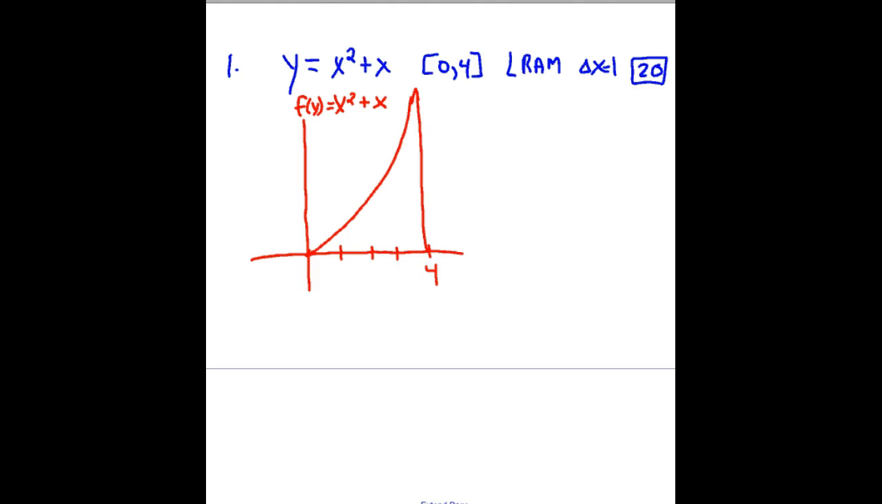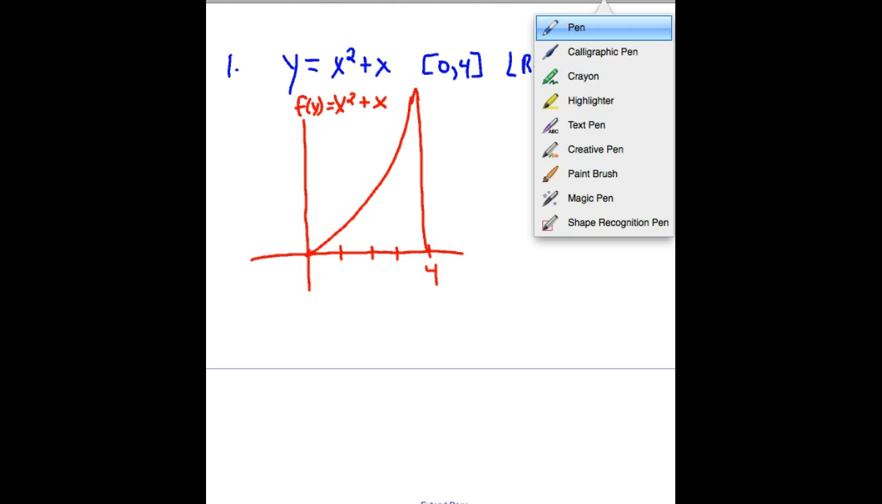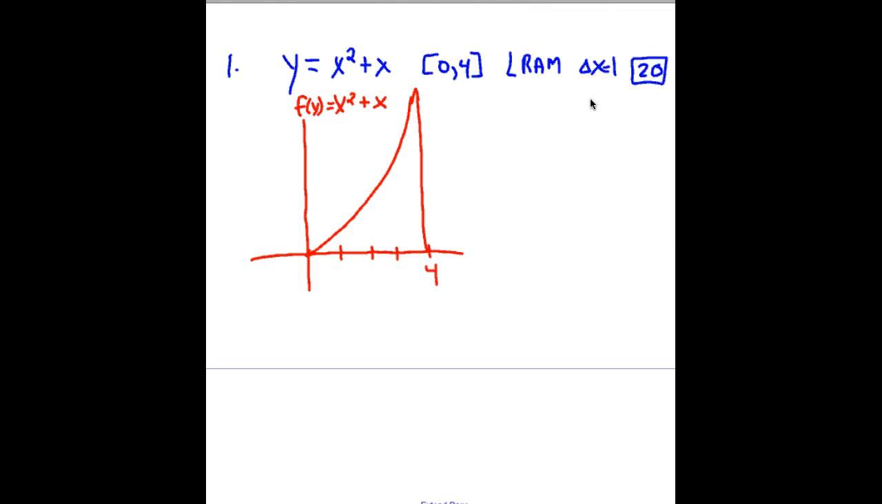I'm going to grab a highlighter. You can just lightly shade it with your pencil. I'm going to shade that in lightly. So I'm going to use an LRAM, left rectangular approximation method, to estimate the area under this curve.